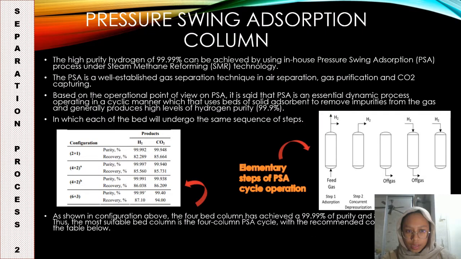7.797 meter. The high purity hydrogen of 99% can be achieved by using in-house pressure swing adsorption (PSA) process under steam methane reforming (SMR) technology. So with the 4 bed column that we have designed, and as you can see from the configuration above, the 4 bed column has achieved 99.99% purity and 85.56% recovery of hydrogen. Thus, the most suitable bed column is the 4 bed column PSA cycle with the recommended configuration above.